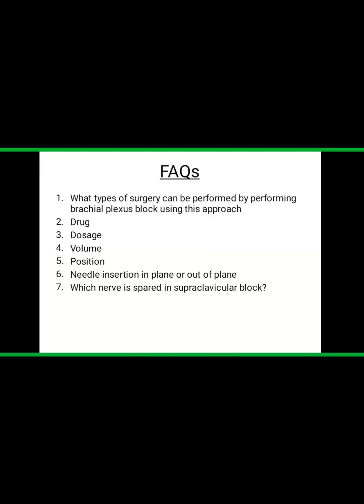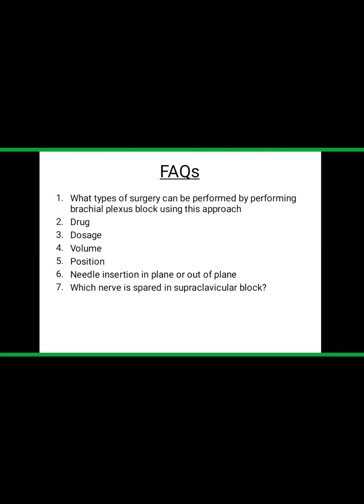What type of surgery can be performed by performing brachial plexus block using this approach? Already discussed. The drugs, what drugs we can use? In Pakistan, we are having lignocaine, we are having bupivacaine. We use combinations. And what dosage and what volume? For motor block, 0.25% or 0.5% of bupivacaine is used. Volume 10 ml, a total of 20 ml of volume is enough for the whole block.